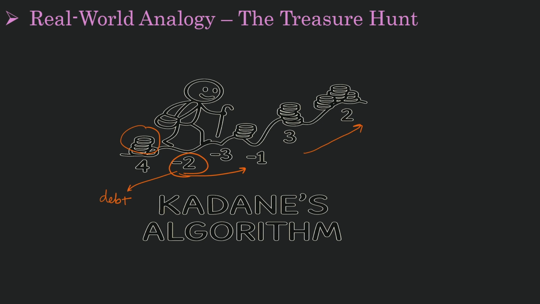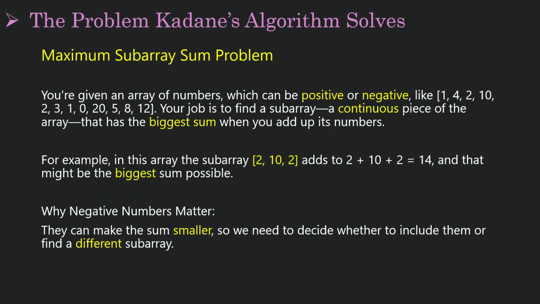As you walk, you face a decision at each step. Should you continue the path you're on, adding the current step's coins or debts to your total, or should you start a new path from this step because the previous path has too many debts? You also keep a mental note of the best stretch of the path you've found so far, the one with the most gold. Kadane's algorithm is like this clever treasure hunter, making these choices at each step to maximize the total gold while remembering the best path discovered. This analogy will guide us as we learn how the algorithm works.